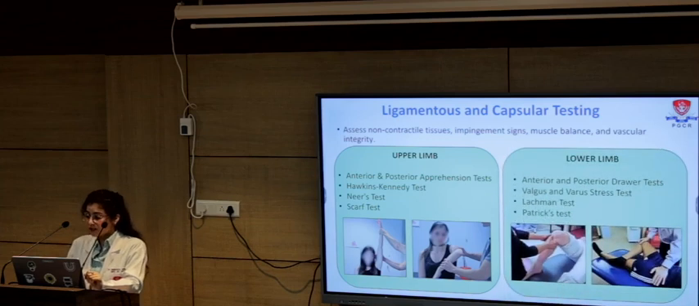Coming to lower limb, common tests like anterior and posterior drawer test to assess ligament stability in joints like knee and ankle, valgus and varus stress test for collateral ligaments, Lachman test for anterior cruciate ligament, Patrick's test, also known as figure of four sign, which is used for hip joint and sacroiliac joint dysfunction.